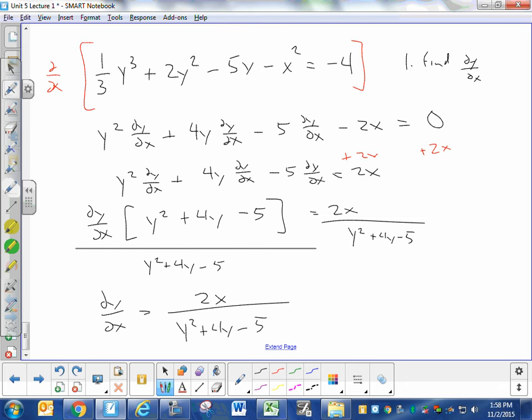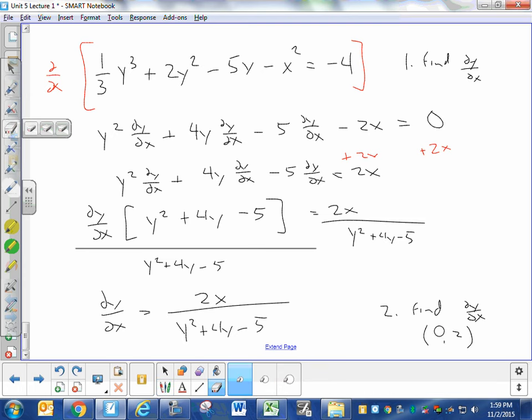Okay, good. That's the first type of question you will encounter. Second type of question you will encounter is to find your slope at a point. If I look at my original equation, I know the point 0, 2 works. Let's find, sorry, not 0, 2, 2, 0. 2, 0 works. Let's find the slope of the tangent to this function.